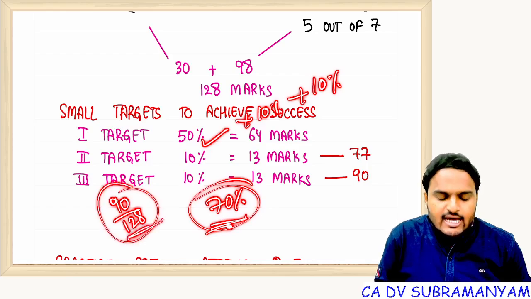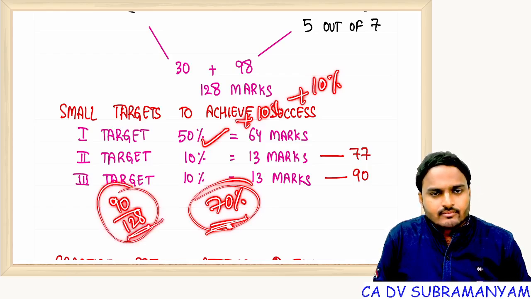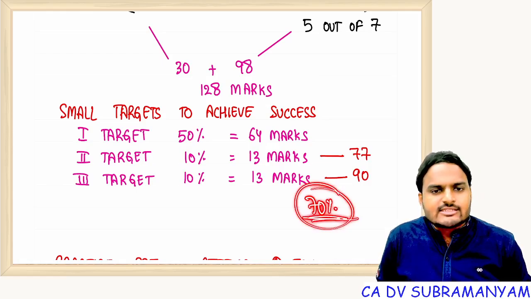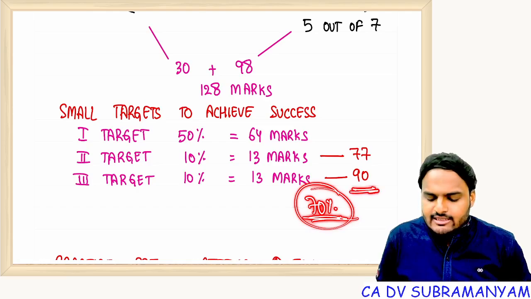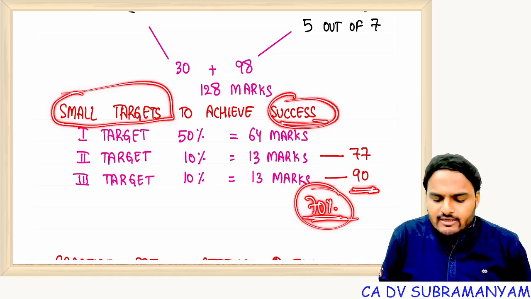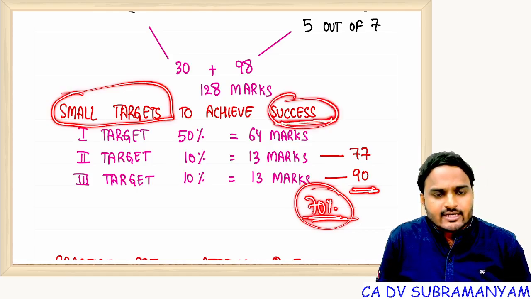This is target preparation. So if you are familiar with 70%, if you are okay with 70% of the syllabus, you can easily attempt 90 marks. So I'm telling you, small targets will definitely give you good success. Getting my point, students?